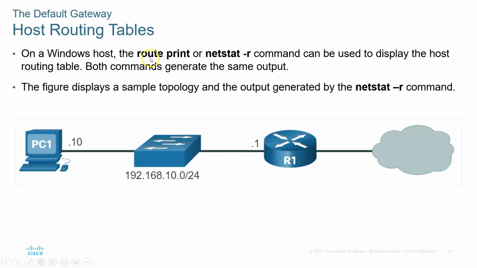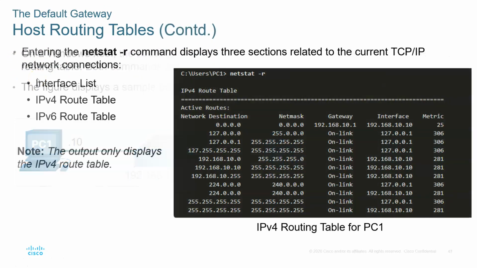You can type the command route print or netstat -r to display the host routing table. A routing table has information about where to send the data, about a network or a device that you need to send the data to. Okay, so please write this down. That's very important. These 2 commands at least. Write these 2 bullet points about the routing tables.